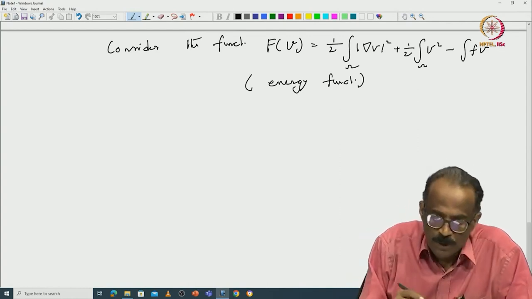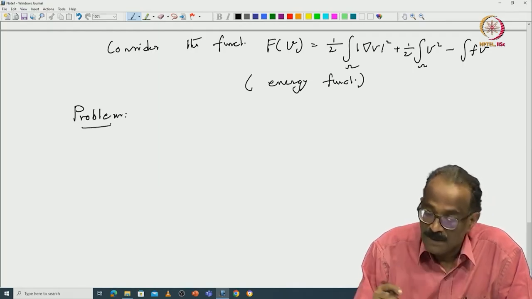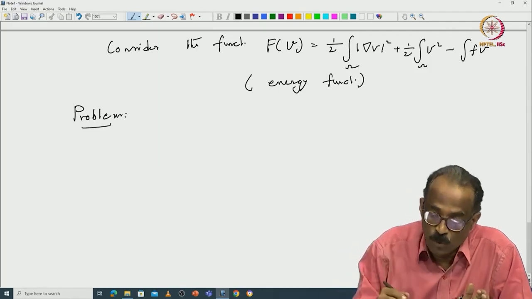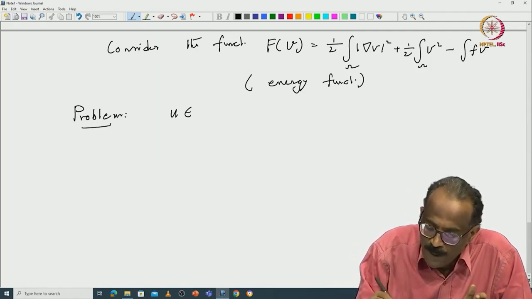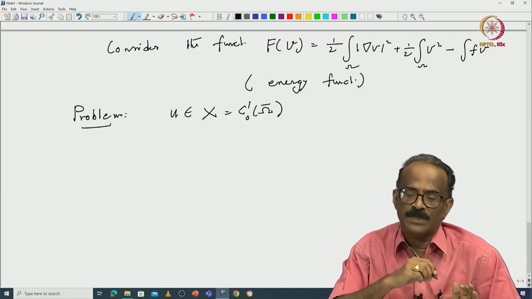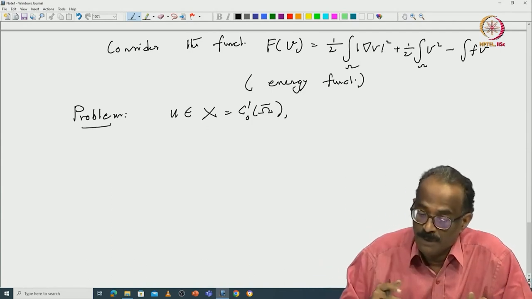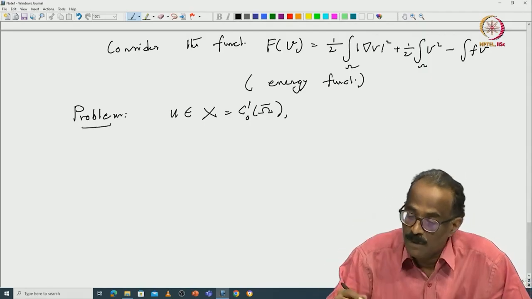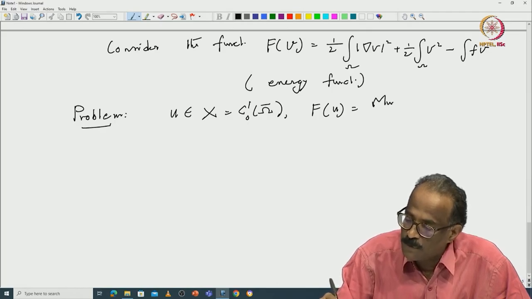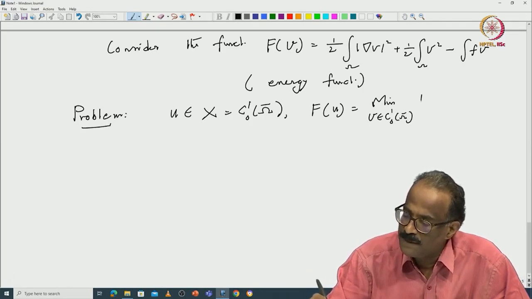So what is the problem we have taken for motivation? You want to minimize the energy over all possible admissible functions. So you want to find u in X, where X is C1 naught of omega bar. I am just recalling what I introduced. Now that we have Sobolev spaces, we can do everything here. You want to find F of u equal to the infimum over v in C1 naught of omega bar of F of v.